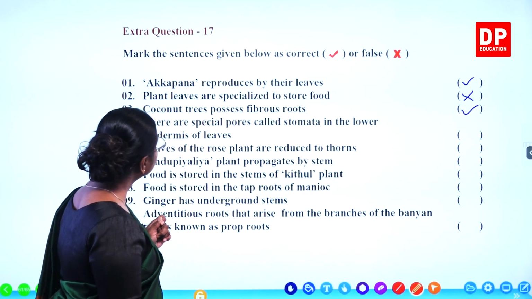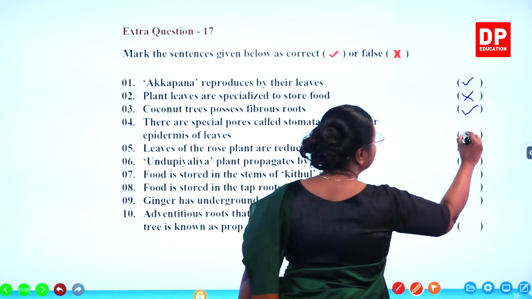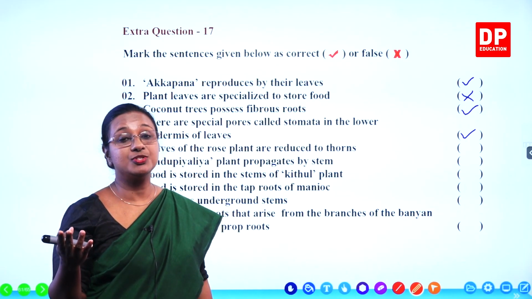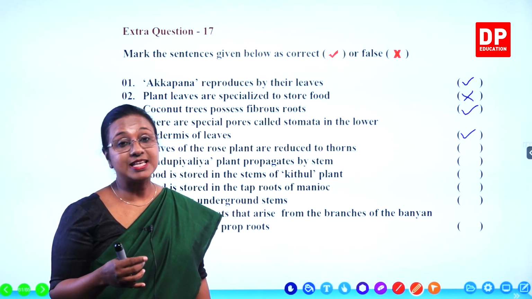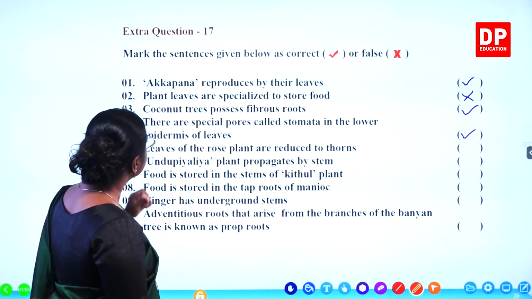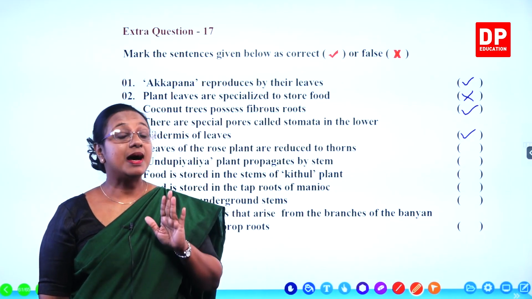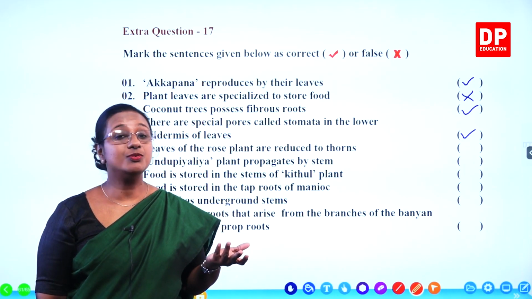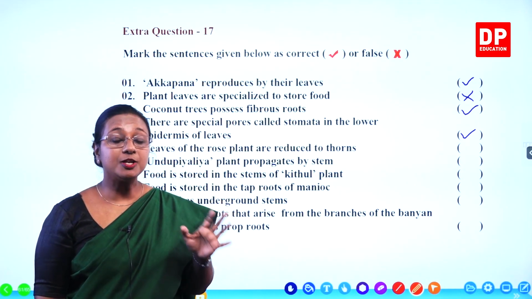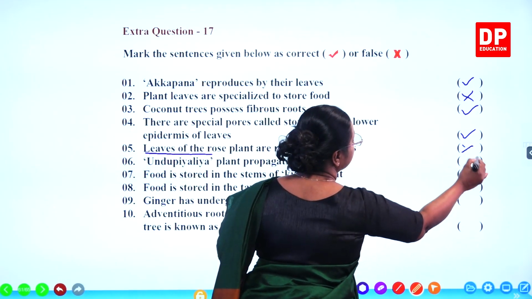Correct. There are special pores called stomata in the lower epidermis of leaves. Yes, through the stomata only, gas exchange takes place. Carbon dioxide comes in, oxygen goes out, or oxygen comes in, carbon dioxide goes out. Gas exchange for both photosynthesis and respiration. So correct. Leaves of the rose plants are reduced to thorns. Rose plants have thorns. That's correct. But is it the leaves? No. Because rose plants do not show adaptation to reduce transpiration. So that's not the leaf that has become the thorn. It's part of the stem. Because they say leaves are reduced to thorns, this is false.